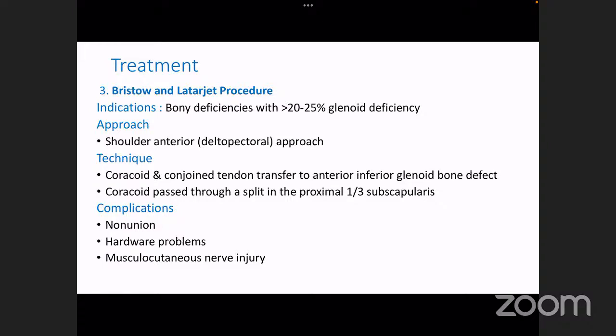It's indicated whenever there is a bone deficiency of more than 20-25% of the glenoid. It goes through a deltopectoral approach. The coracoid and the conjoint tendon will be transferred through the subscapularis. The most important complication here is the hardware problem, as we've got here, but one of the most important complications also is iatrogenic injury of the subscapularis.